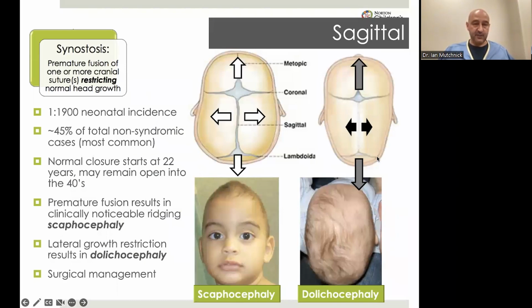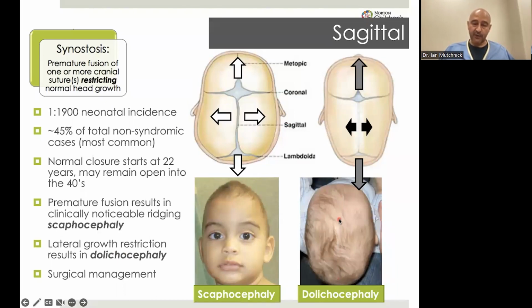So, patterns of synostosis. Sagittal synostosis: here is a normal sagittal suture. It's open, allowing for growth bilaterally to the left and right of the patient. But when there is a synostosis of the sagittal suture, there's a restriction across the middle. And so the head can take on a scaphocephalic or boat-shaped appearance and dolichocephalic.